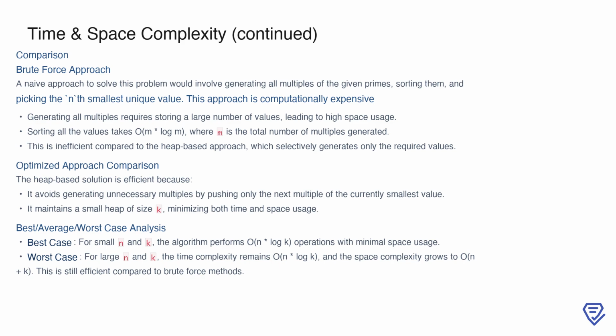By contrast, the heap-based solution is far more efficient because it focuses only on generating the required values. It pushes only the next multiple of the smallest current value, avoiding unnecessary computations. The heap size remains small, with at most k elements, which minimizes both time and space usage. For best, average, and worst cases, the algorithm consistently performs O(n * log k) operations, whether n and k are small or large. Even in the worst case, it remains far superior to the brute force alternative.